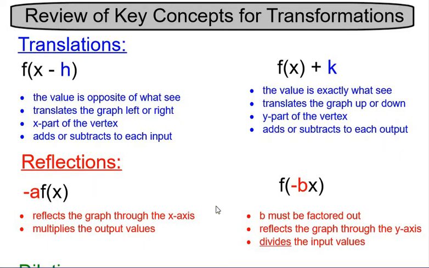Okay, reflections occur, as you can see here. If you have a negative a value, it's going to reflect the graph over the x-axis. It will multiply those output values and make all the output values negative, and that's what causes this reflection. If b is negative, it has to be factored out, because if you don't factor out this negative, it's actually going to affect this negative. So keep that in mind. It reflects the graph through the y-axis, and it will divide all the input values, making them negative.